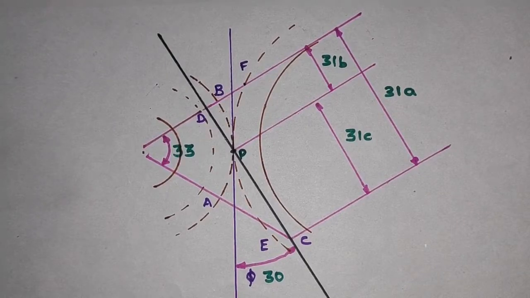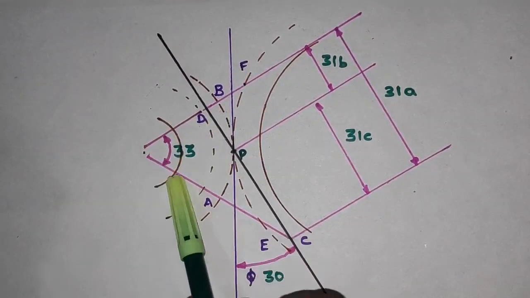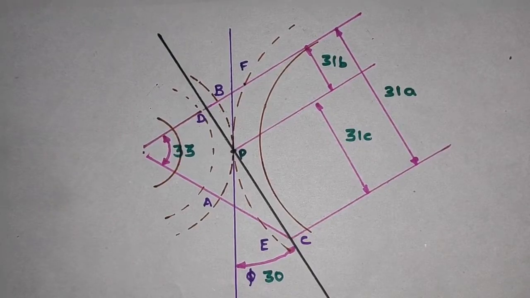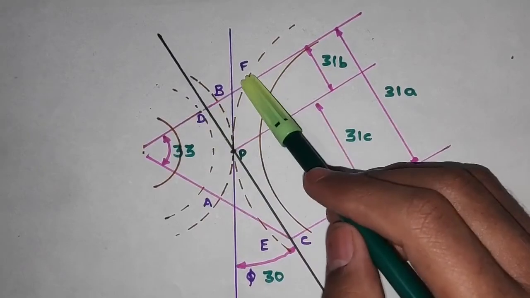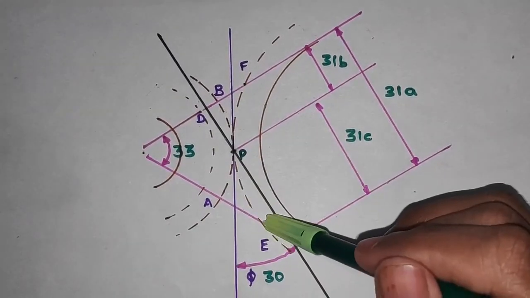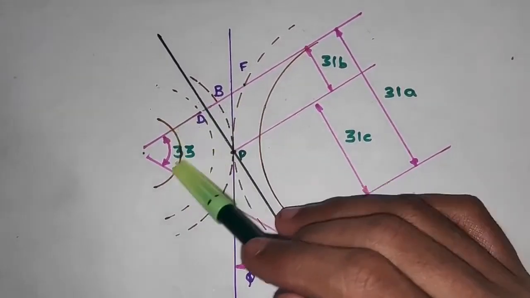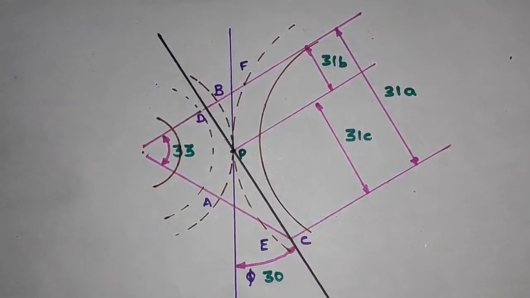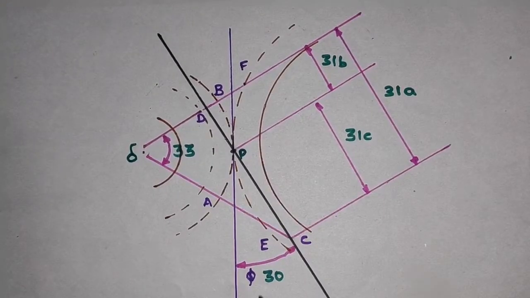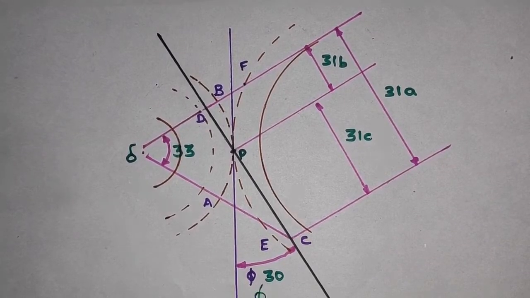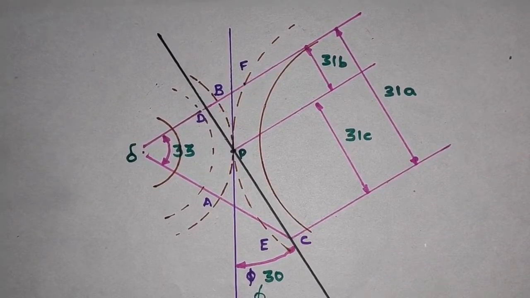Next we have the angle of action. It is the angle turned by the gear from the beginning of the engagement to the end of the engagement. This angle is known as the angle of action. The angle of action is denoted by the symbol delta, whereas the pressure angle is denoted by the symbol phi.